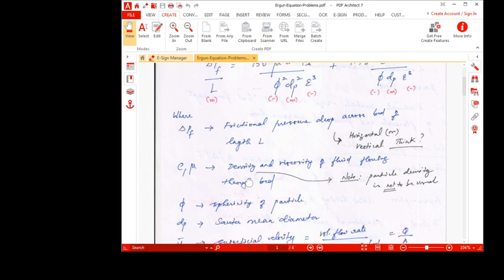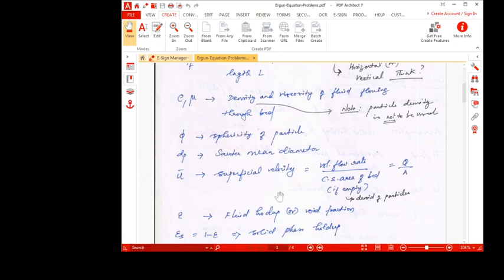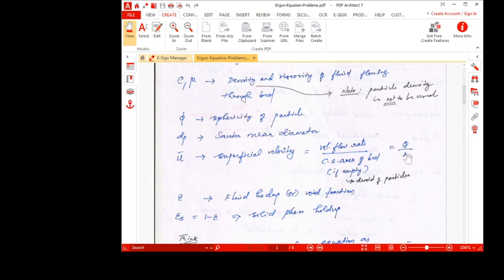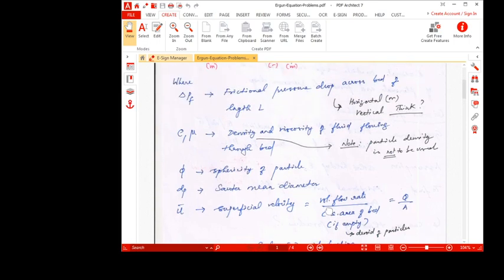This u bar is the superficial velocity. What I mean by superficial velocity is the volumetric flow rate divided by the empty cross-sectional area of the bed. So that is given by Q by A, where A is the empty cross-sectional area of the bed. If you assume the bed to be cylindrical, A is equal to pi by 4 d square. Now at this point, just think: is there any orientation going to matter in terms of this computation? This is something that I want you to think about.